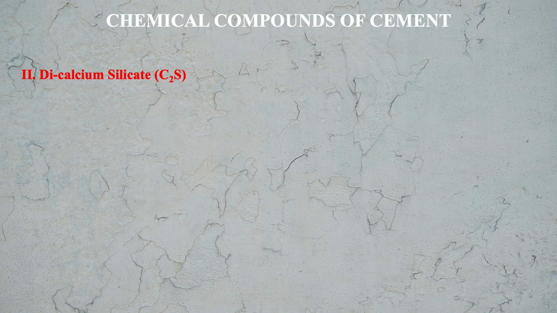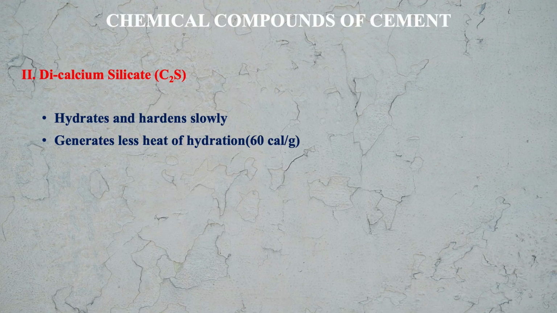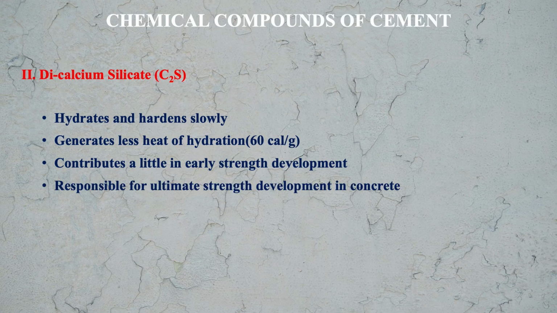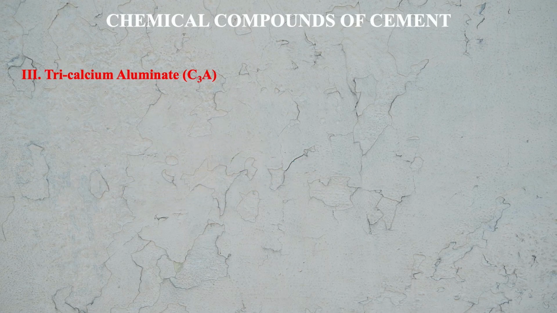Now let us see dicalcium silicate, C2S. Dicalcium silicate hydrates and hardens slowly. It generates less heat of hydration, about 60 calories per gram. It contributes a little in early strength development. It is responsible for ultimate strength development in concrete. Also, it is more resistant to sulfate attack.